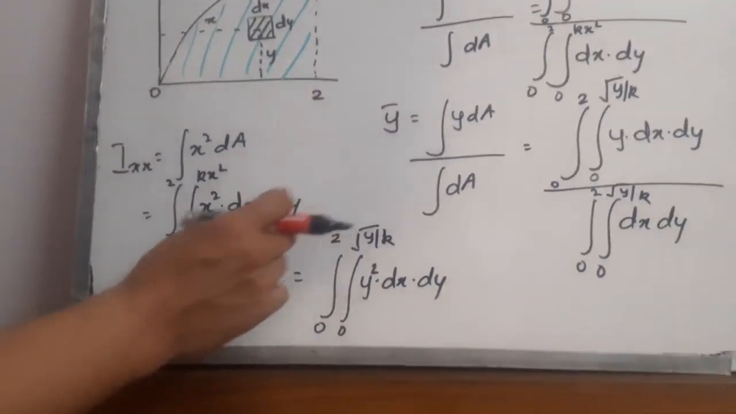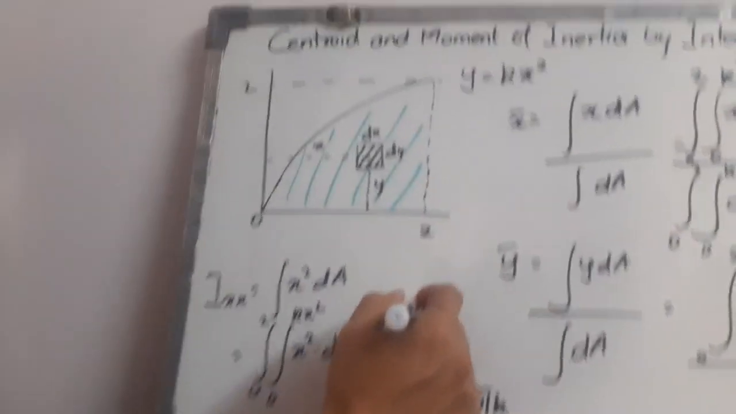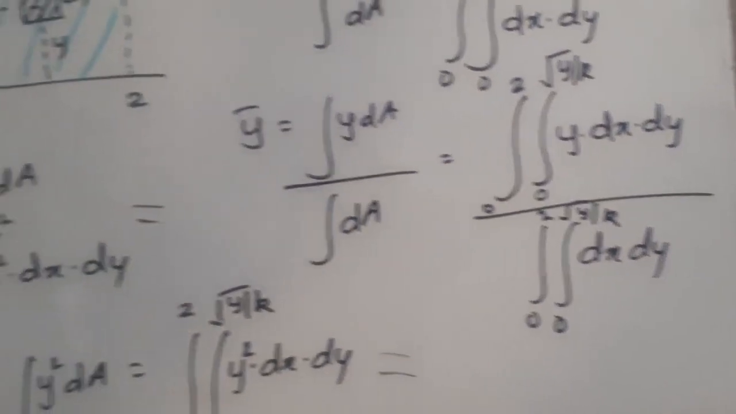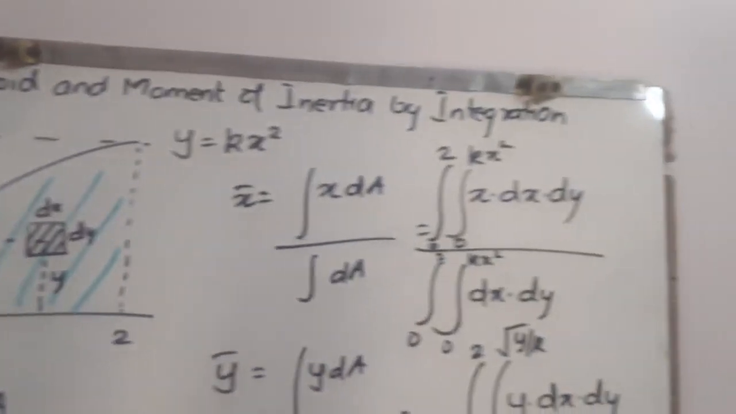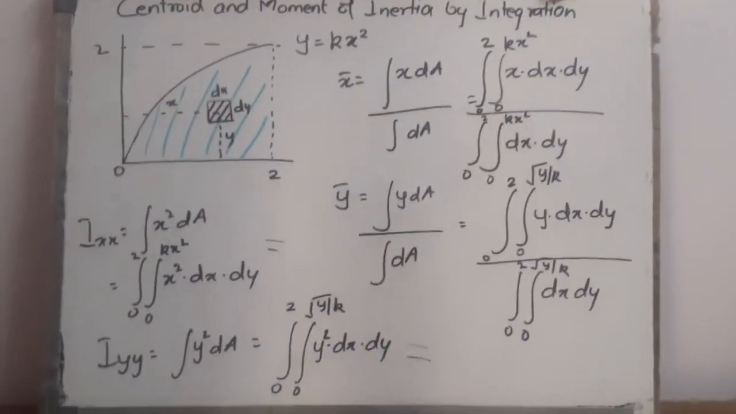So if you put down these values and if you properly integrate, you will be getting the values of Ixx and Iyy, which will be your required answer. I hope that the process of integration is very clear to you, as you are already in second year, and you can easily integrate and determine the centroid by the integration method.